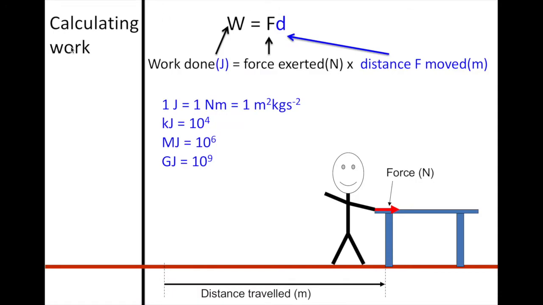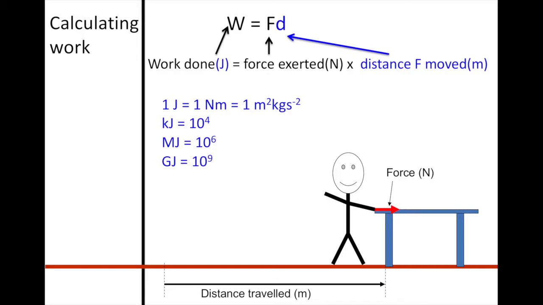When calculating work, the equation is: the work done equals the force exerted in newtons times the distance moved. The amount of work done is in joules, and we know that 1 joule equals 1 newton meter, also known as 1 kilogram meter squared per second squared. The reason we use these prefixes is because the joule is such a small amount that you might need to quantify it in a different way that's easier to write.